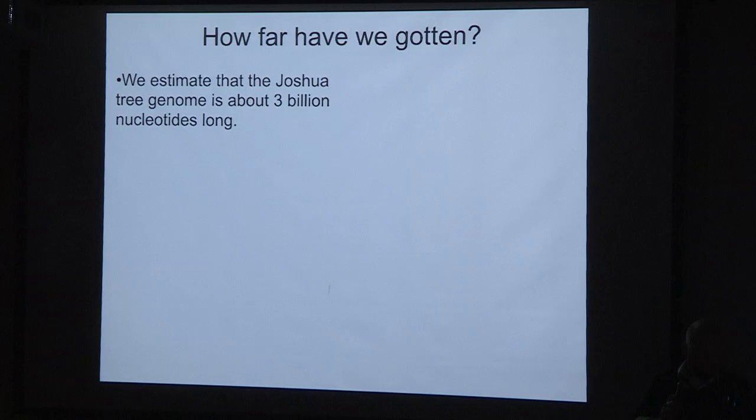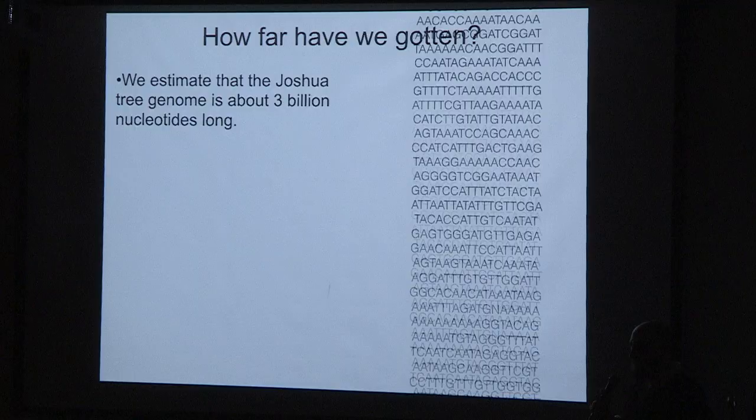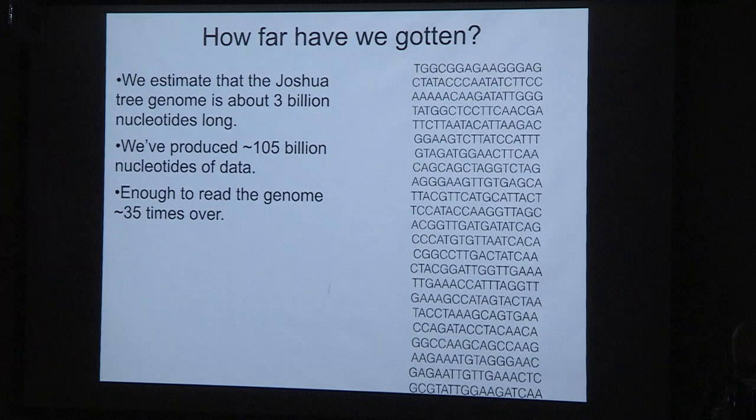Okay, so our best estimate is that the Joshua tree genome is about 3 billion nucleotides in length. That's about the same size as the human genome. And at this point, that's a lot of data. So far, we have actually generated 105 billion nucleotides of data. So using that initial startup money that we generated from experiment.com, we've read the Joshua tree genome about 35 times over. And that sounds really good, right? Technically, we'd like to be closer to 50 times over, but that seems really good.